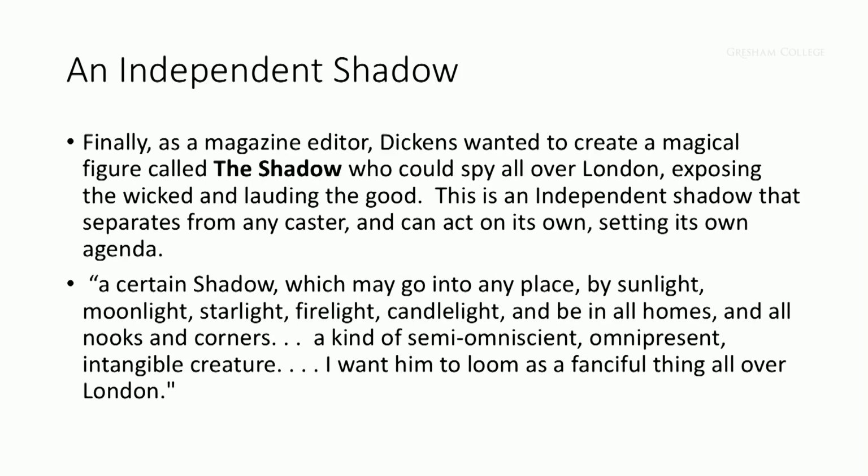And then finally, Dickens envisioned an independent shadow. He wanted to create a magical figure called the Shadow who could spy all over London. And he described it this way. It would be a certain shadow which may go into any place by sunlight, moonlight, starlight, firelight, candlelight, and be in all homes and all nooks and corners, a kind of semi-omniscient, omnipresent, intangible creature. I want him to loom as a fanciful thing all over London.